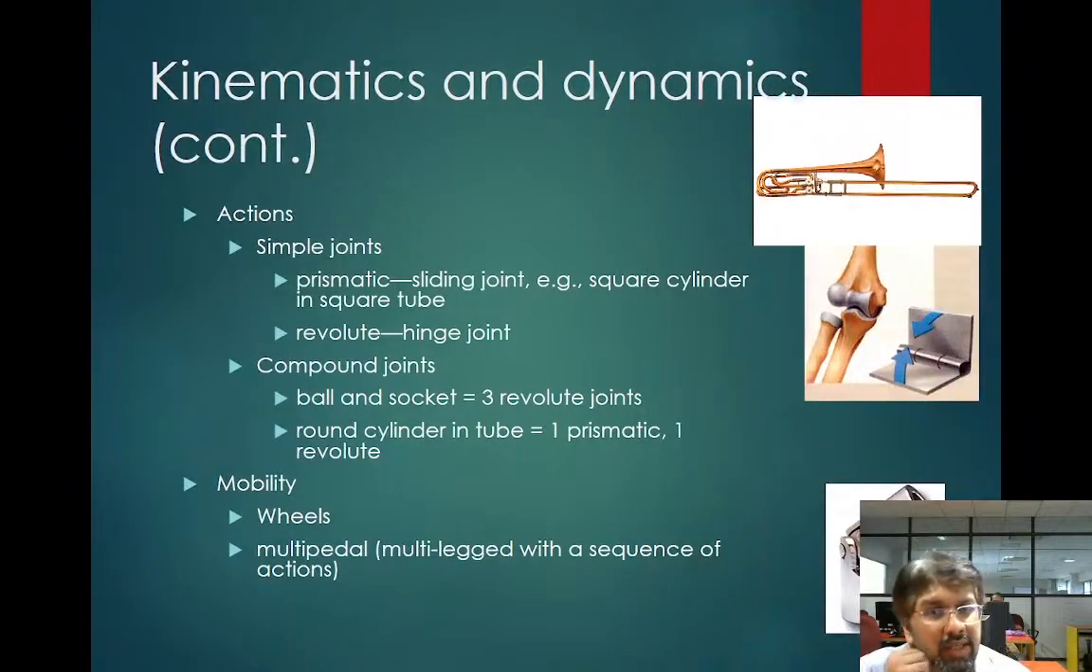Then the kinematics and dynamics is the part due to which movement of a robot occurs. So these can be from simple joints to compound joints. The mobility is achieved either through wheels or multipedal, wherein they are multi-legged.